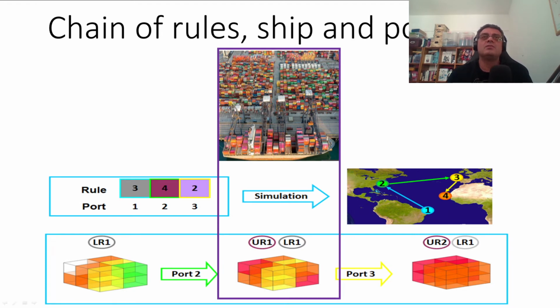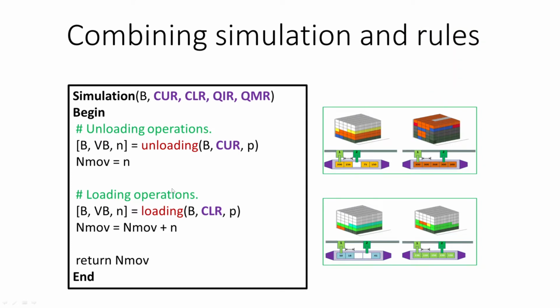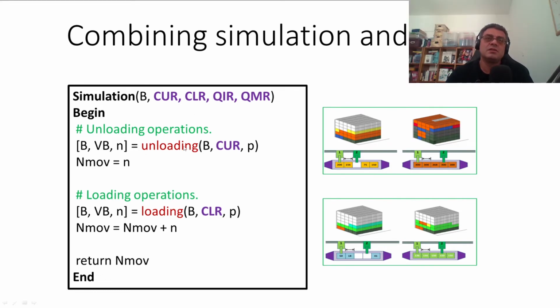Okay, so we have a kind of chain of rules when we apply this rule through ports and using this ship. And what is most important here is that after we can see this simulation in this simplified way, this simplified way gives us just the number of movements. Okay, so we extract the unloading and loading operations. We can extract how many movements we're going to use by using certain kinds of rules.